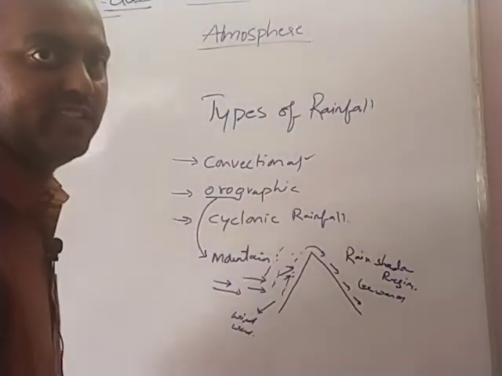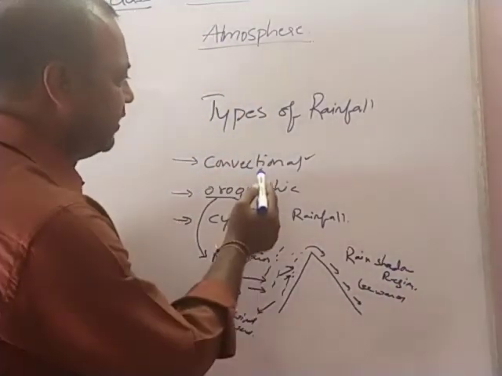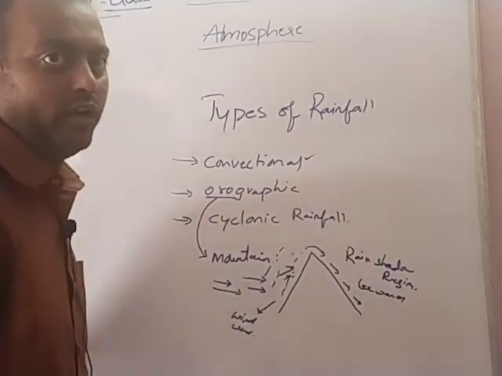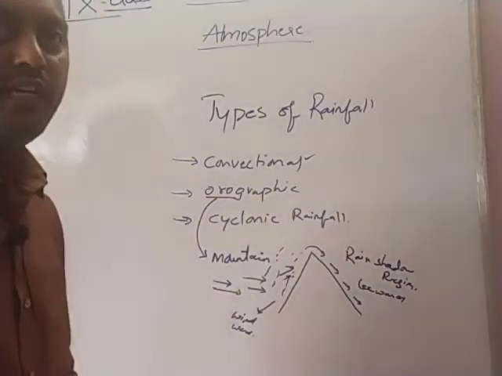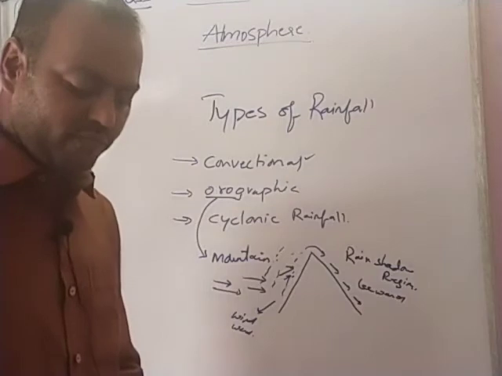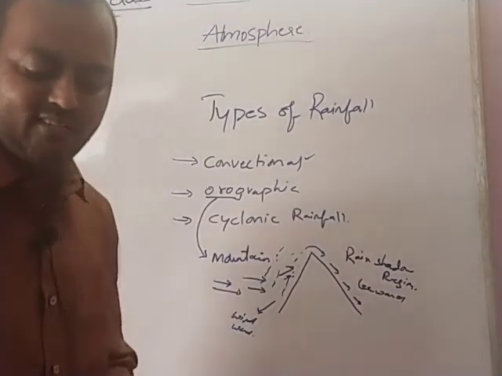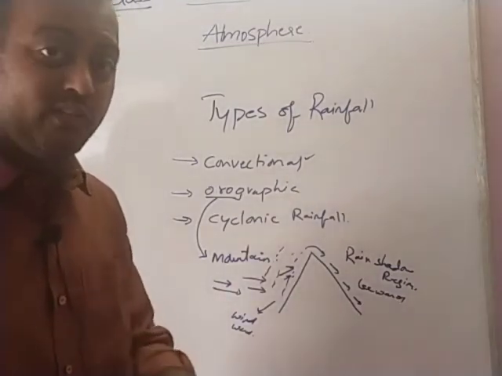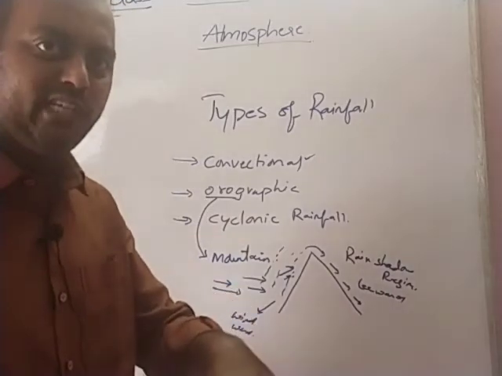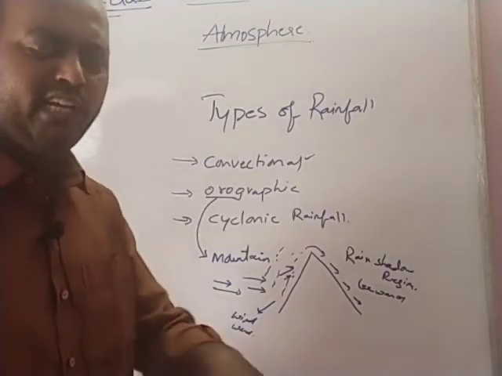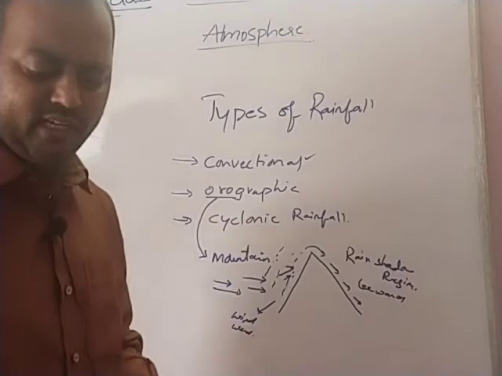So we have discussed today two rainfalls. One is convectional, the second one is orographic. The third one is the cyclonic rainfall. Cyclonic rainfall is associated with the passage of a cyclone or a depression. You know what a depression is? A low pressure area which gets formed is called a depression.